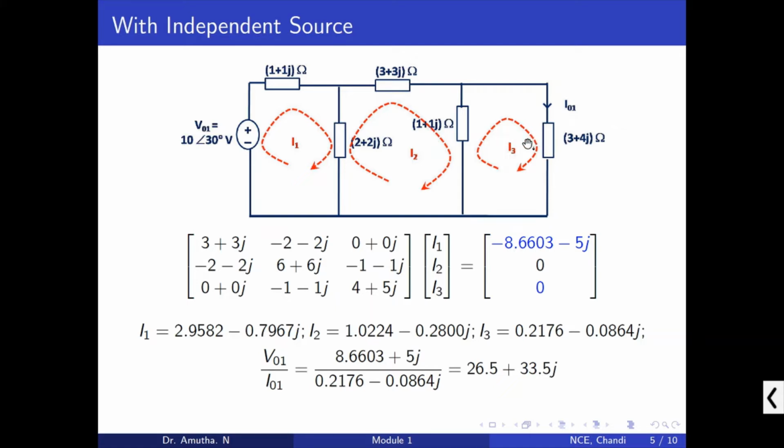Okay, our interest is I3 because we are trying to observe the current at this I01. The I0 need not be here, it can be anywhere in the branches. It can be here or here or here, anywhere. But for example, we are taking the I01 in this branch. Now after solving this, we are getting the I1, I2, I3 loop currents, and we are considering this voltage source and this branch current. So we are taking the ratio of V01 divided by I01. From that we have observed 26.5 plus 33.5j.